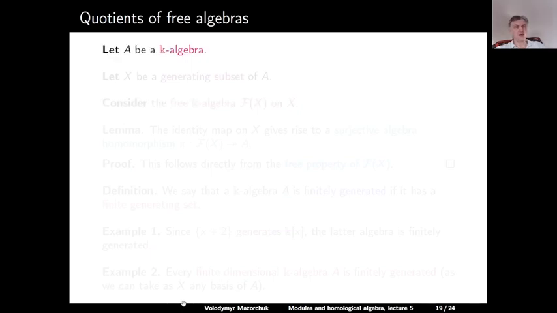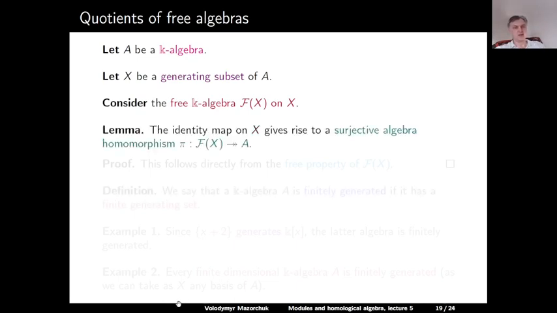Now we can talk about quotients of free algebras. Let A be an algebra over a field K, and let X be a generating subset of A. Consider the free K-algebra F(X) on X. Similarly to the previous cases, the identity map on X gives rise to a surjective algebra homomorphism from this free algebra to A. We denote this homomorphism by π, and its existence follows directly from the free property of F(X).